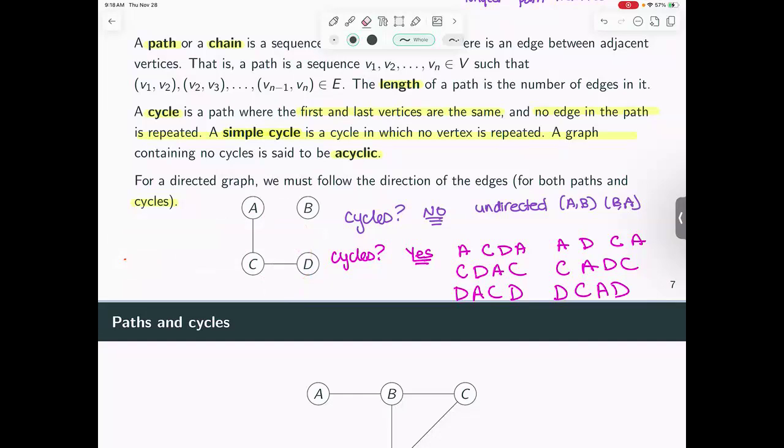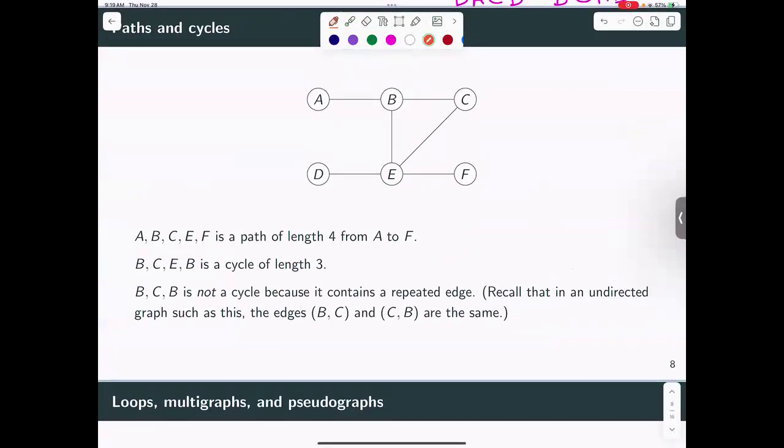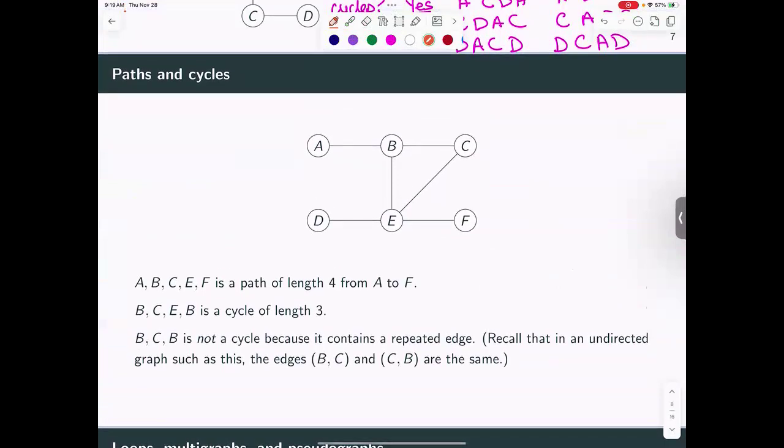But yes, and then here, are there any cycles? Originally, we had said no, which would make it what is called acyclic, since there's no cycles that we can do in this graph here. Okay. Let's move on to just a couple more examples here.